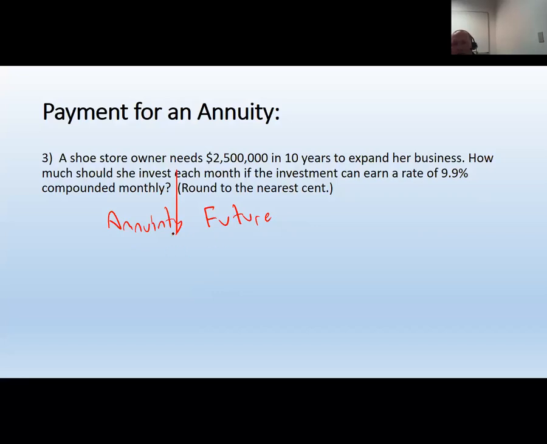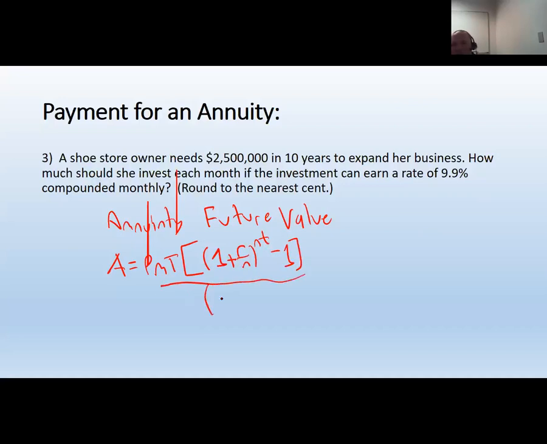And if you're interested in how much you're going to have from the annuity in the future, that's a future value. And the formula for future value of an annuity is A equals the payment, PMT, times bracket 1 plus R over N to the NT power minus 1 close bracket all over R over N. So I'm going to get everybody to try to see if you can set this up and calculate it on your calculator. I'm going to give you about 2 minutes on this problem, and then we'll go over it together. Thank you.